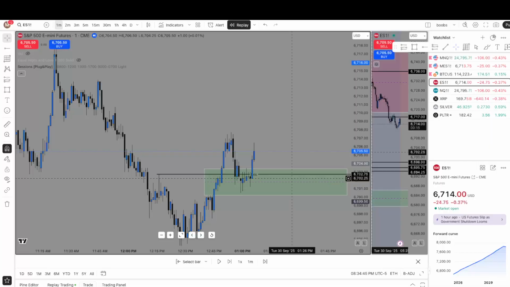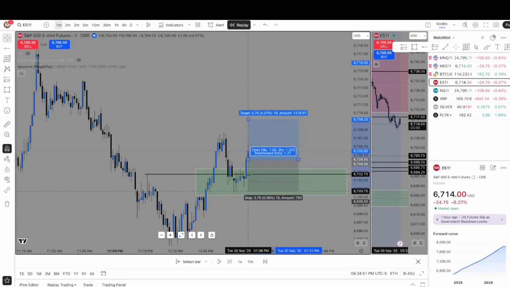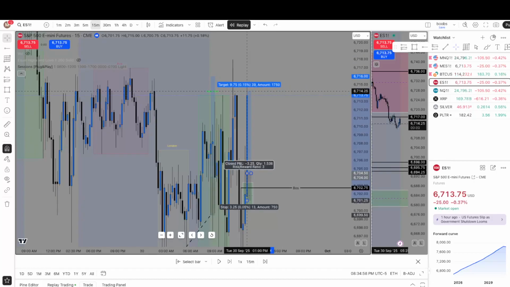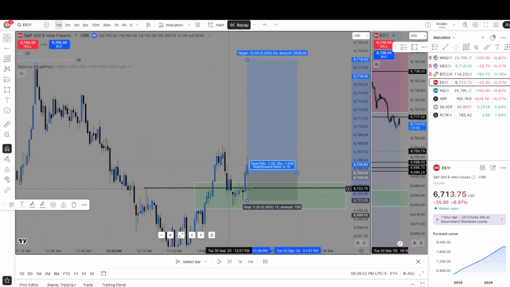What do you know? Let's mark this out. Long position, you get the 5 minute break of structure. You put your stops at the low. Where could we be targeting? We can target all the way up to this high. That's a 1 to 4. Let's let that play out. We'll do the 3 seconds.